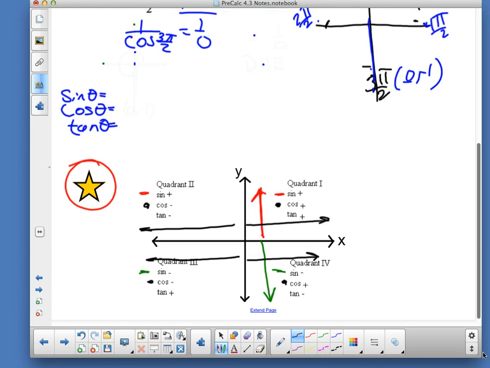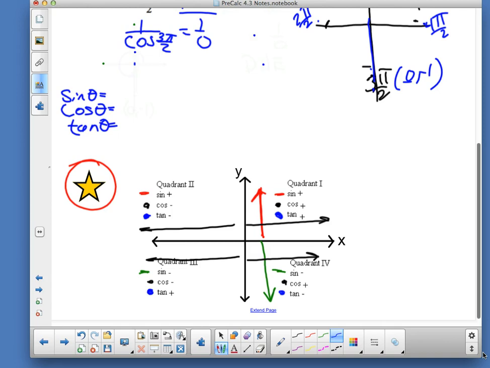My last thing. What's a positive divided by a positive? Positive, right? What's a negative divided by a negative? Positive. And the reason I'm talking about that is this is my blue. My tangents are positive when sine and cosine have the same sign. When sine and cosine have different signs, my tangents are negative. That's in quadrants 2 and 4, they're negative. In quadrants 1 and 3, they're positive. Does that make sense? So I'm looking at the signs themselves.